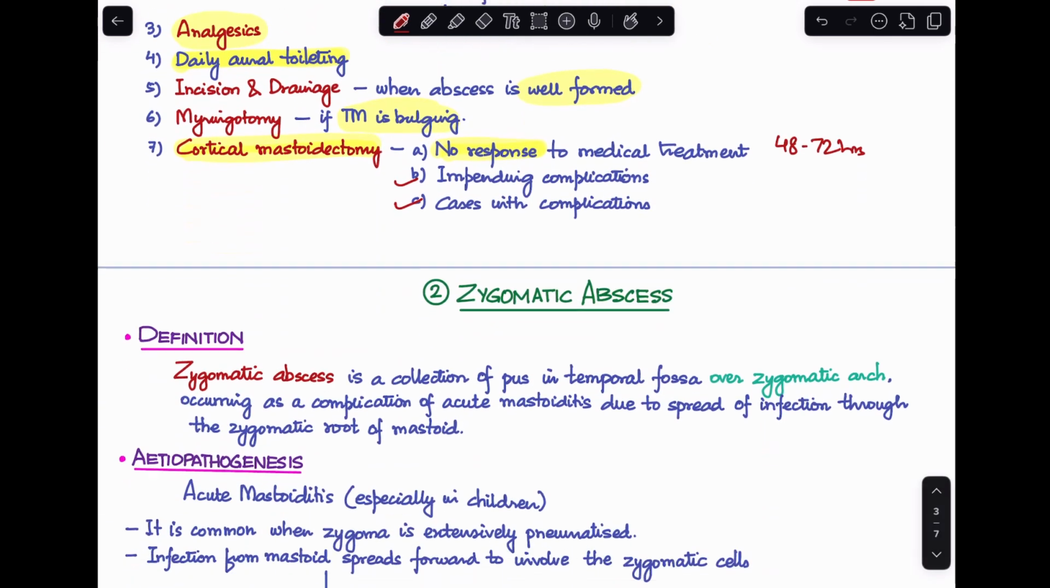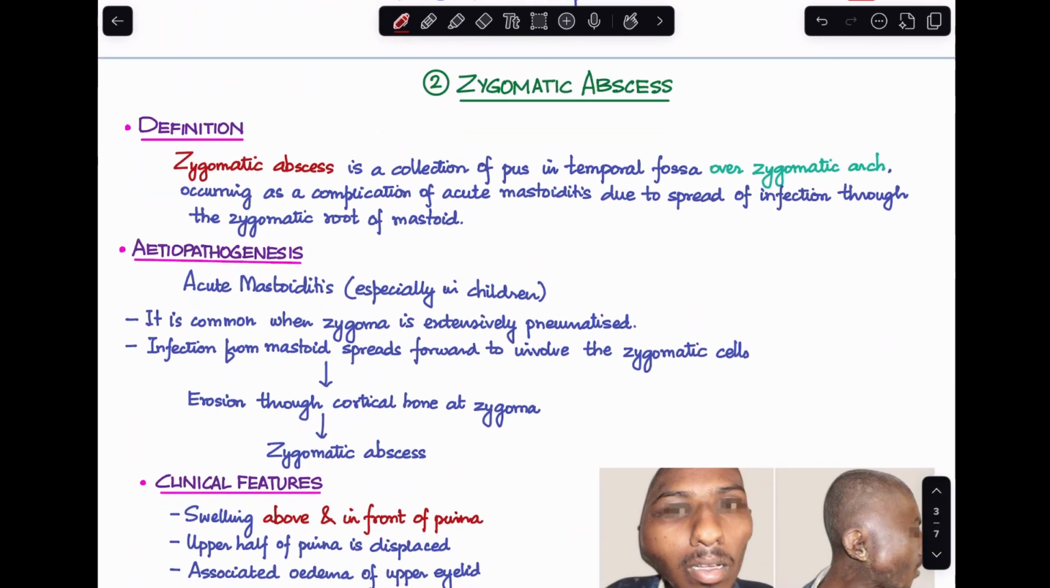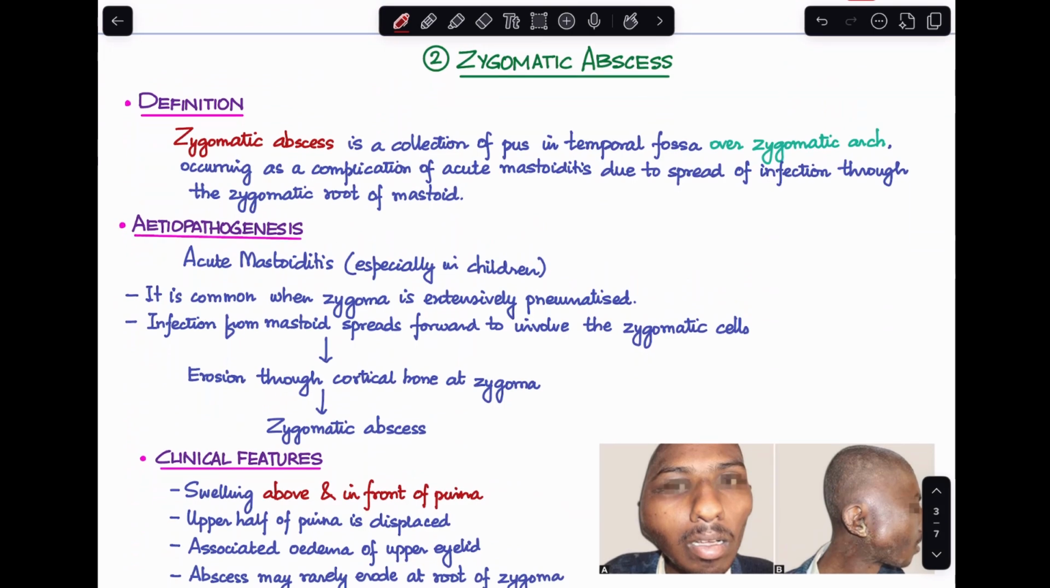Next, let's move on to a second abscess. Now, this is zygomatic abscess. Zygomatic abscess is when there is a collection of pus in the temporal fossa over the zygomatic arch, occurring as a complication of acute mastoiditis due to spread of infection through the root of zygoma. Now, cause over here is the same. It is usually happening after acute mastoiditis, common in children.